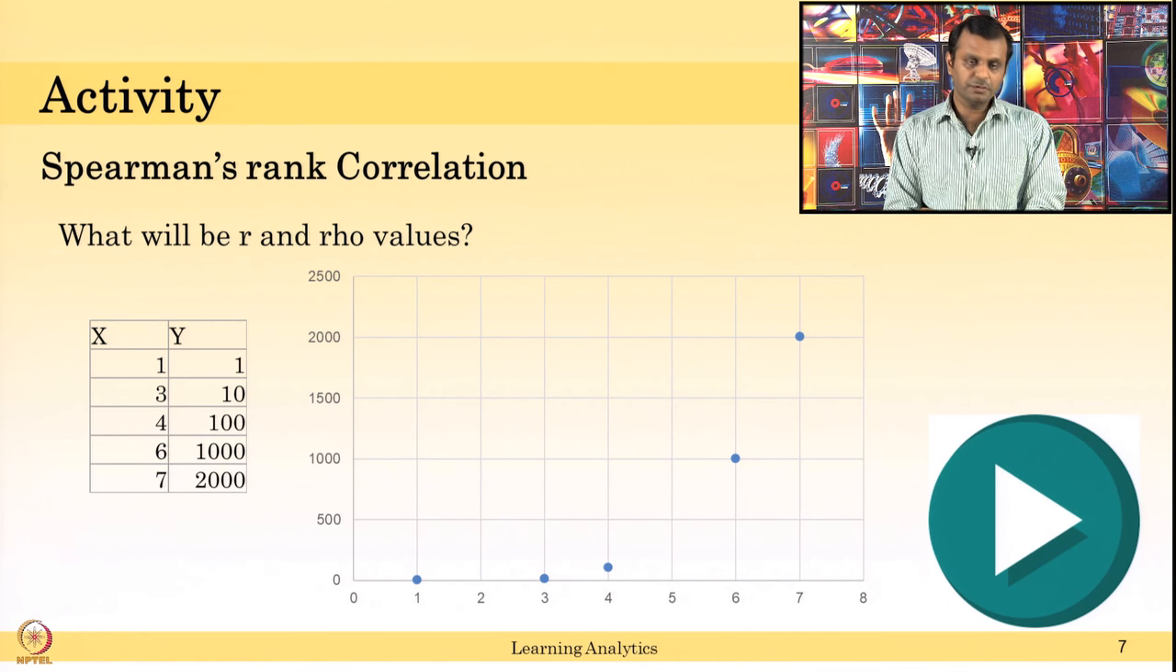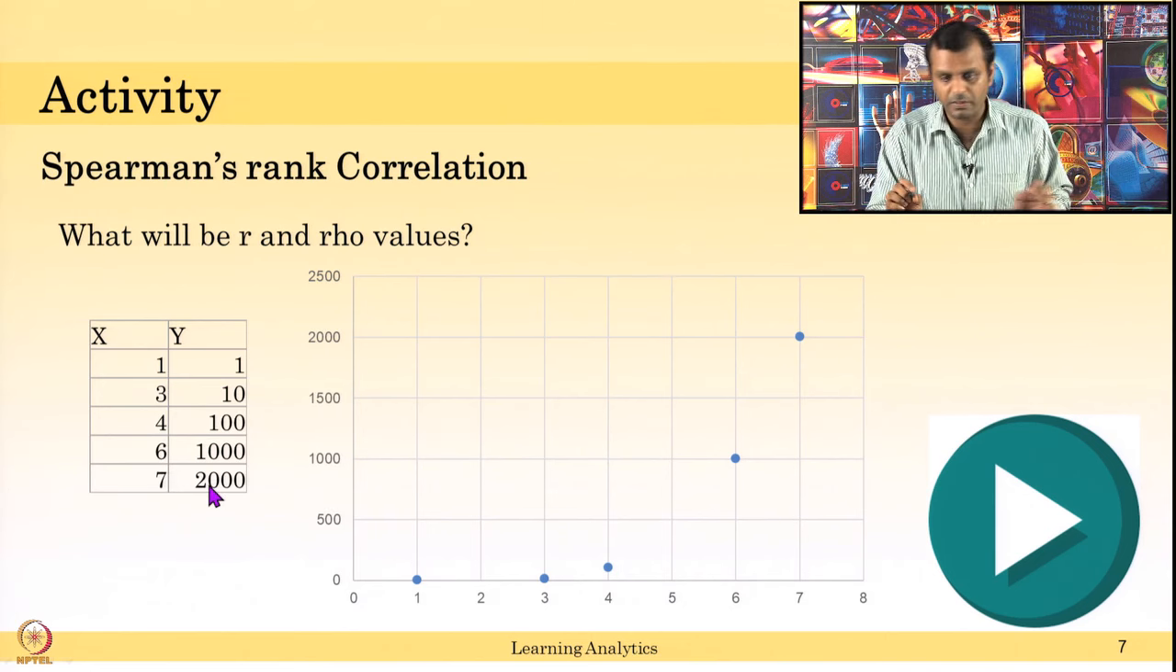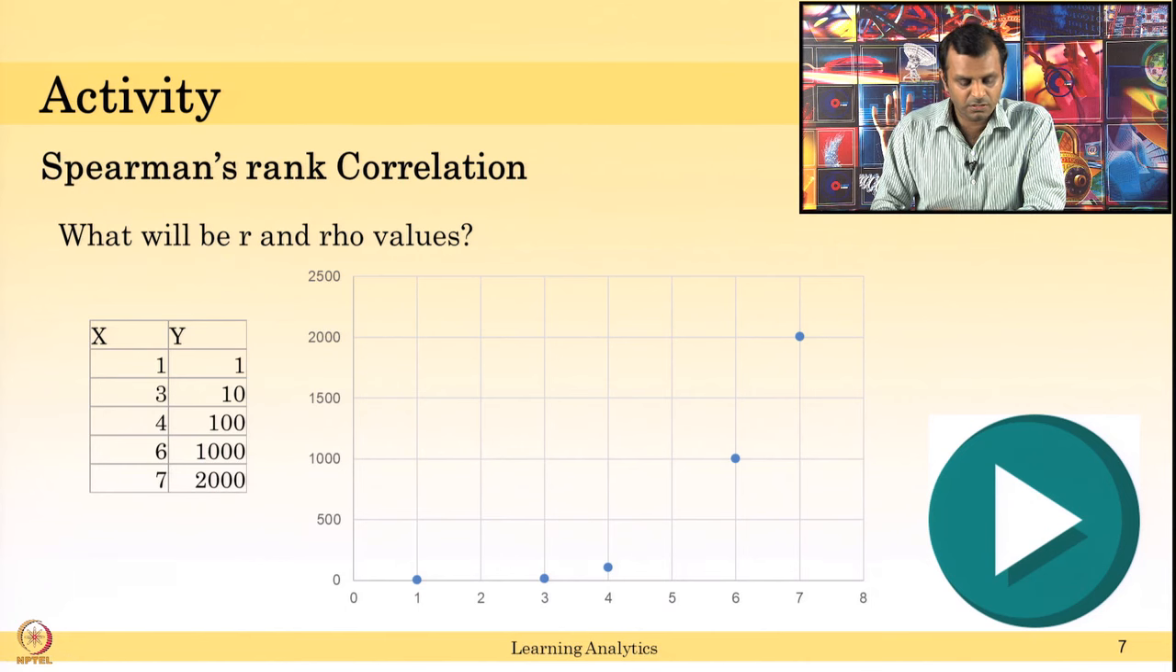You see the x value in this plot is 1, 3, 4, 6, 7, or some scale between 1 and 10, but the y value is 1, 10, 100, 1000, 2000, like in a log scale or something. If it is 10,000, it is definitely in the logarithmic scale. And if I want to compute Spearman's rank correlation rho and also R, Pearson's correlation coefficient, what will be the values?